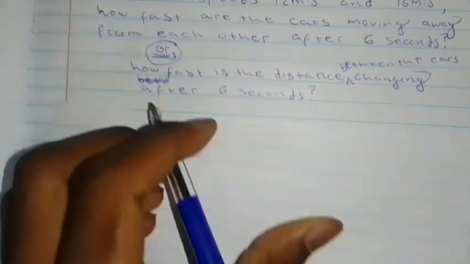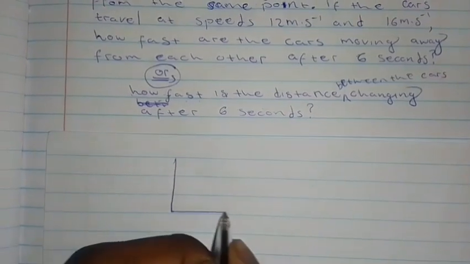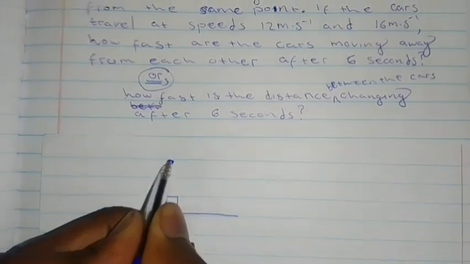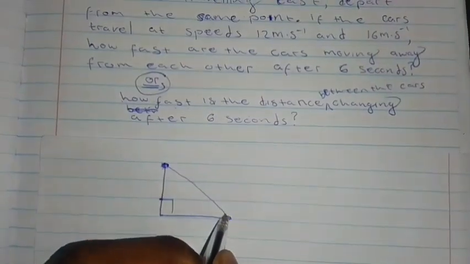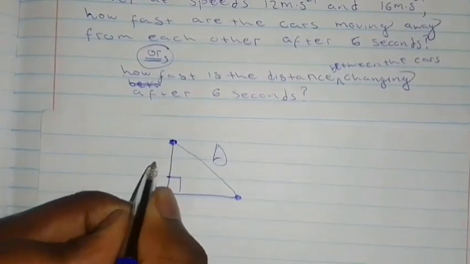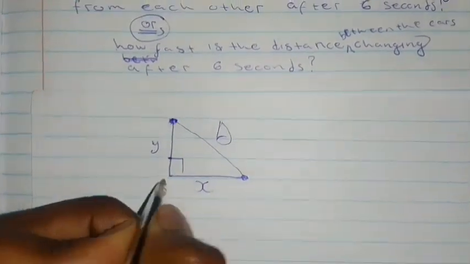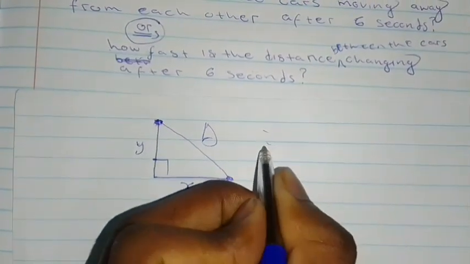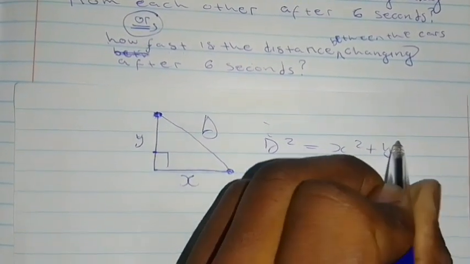So I'm just going to show you here. I have one car traveling north and another one traveling east. Now we have this distance: there will be a distance d between the two cars, and then we'll have y and x. From this we can derive that d squared equals x squared plus y squared, from Pythagoras.